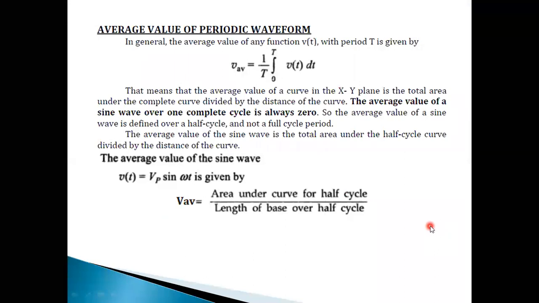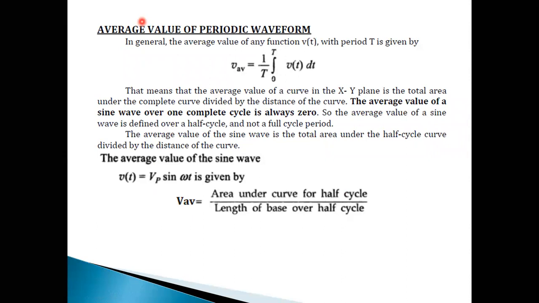Let's go to the next one: finding the average value of a periodic waveform. Periodic means it repeats at regular intervals. While calculating the average value, you have to remember one thing: the time period plays a crucial role. If I go for the full cycle, the average becomes 0.